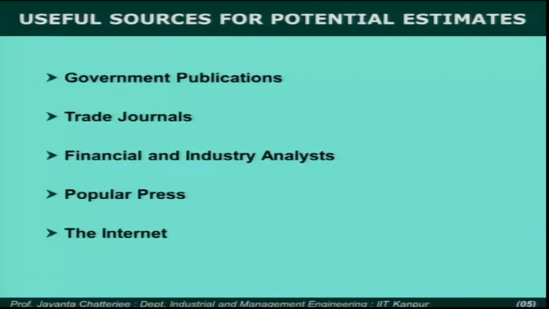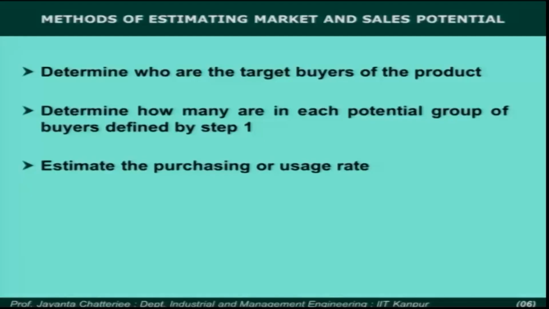So, useful sources for secondary data are government publications, trade journals, financial and industry analysis, popular press, the internet, and you can also generate some very good data by attending trade related or that particular domain related conferences, exhibitions and so on. So, the method remains more or less the same, whether you go to an exhibition, attend a conference, or do some survey. You have to determine who are the target buyers of the product, and of course, determine how many are in each potential group of buyers defined in step 1, that is the target buyer.